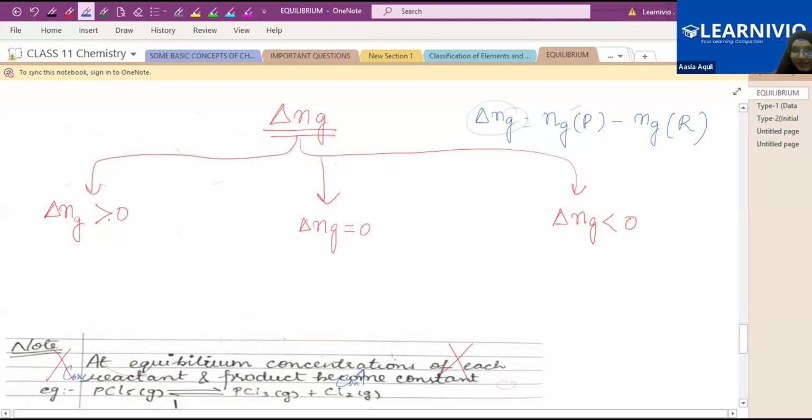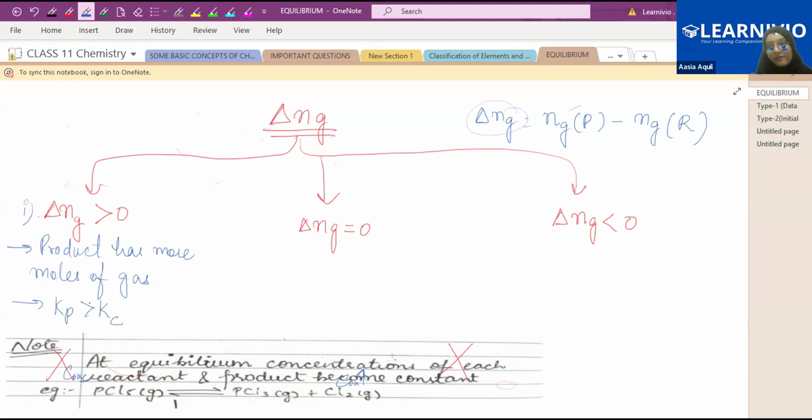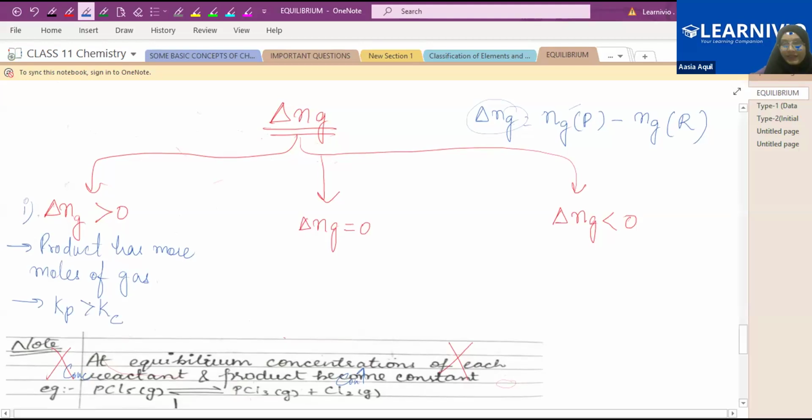So for delta Ng greater than 0, for the positive value of delta Ng, the product has more number of moles of gases. So for the first case, if the product has more number of moles of gases, then your Kp is greater than Kc. Kp is always greater than Kc when the delta Ng value is positive. Just remember that.